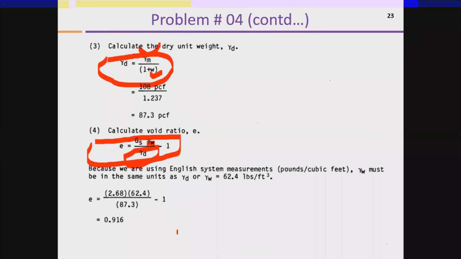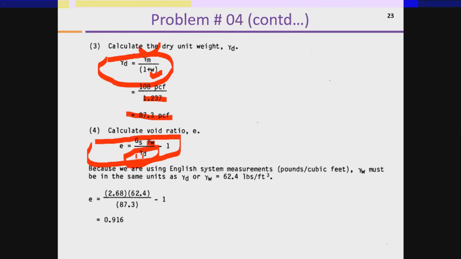So now I can talk about gamma D. For gamma D, I have found the gamma M value and the W value. So gamma M is 108 pounds per cubic feet, divided by 1 plus the moisture content, 0.27237, which gives 1.27. This will give me a gamma D value equal to 87.3 pounds per cubic feet.